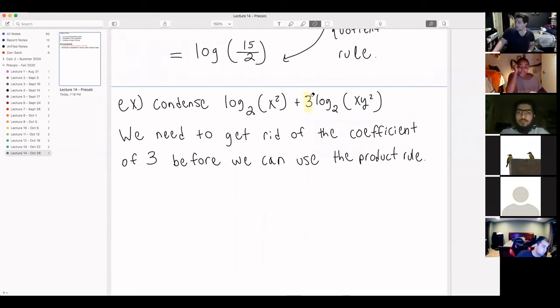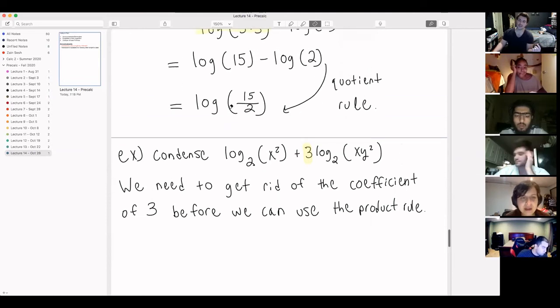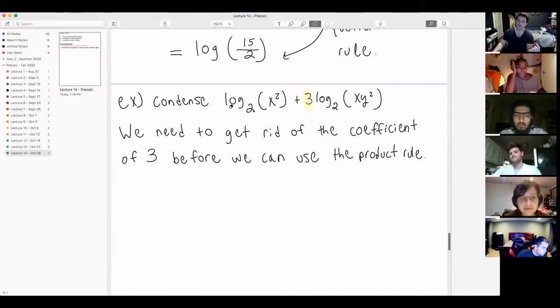So does anyone have an idea? Do we have some rule that can mess with coefficients? Can we get rid of this coefficient? Can we place it somewhere else? Can we divide it by 3? I can divide it, but then I'm left with a 1/3 in the first one. Yeah, but it's not a coefficient of 1. Isn't it the power rule?